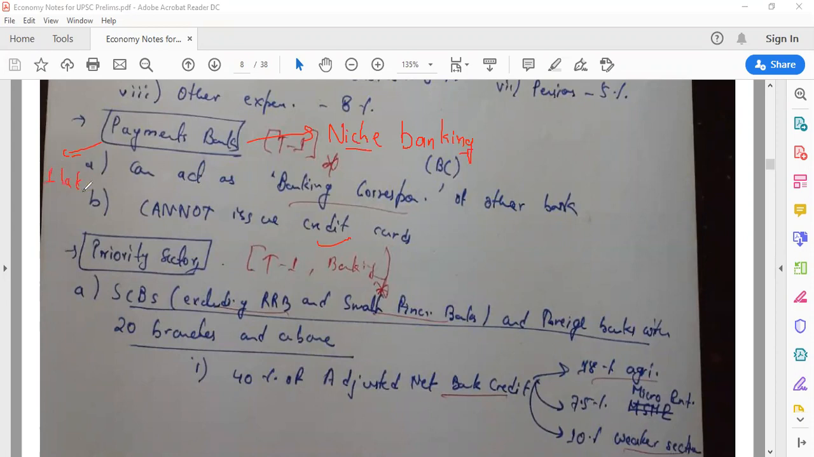These are good facts which most of us know, but this fact you generally don't know if you have not read it: they can also act as banking correspondents of other banks. So this is an important part of payment bank, that they are niche banks. They can accept deposits up to 1 lakh. They cannot issue credit cards or loans. But apart from all these fundas, they can also act as banking correspondents of other banks. If you want to see a payment bank, Airtel has its own payment bank.